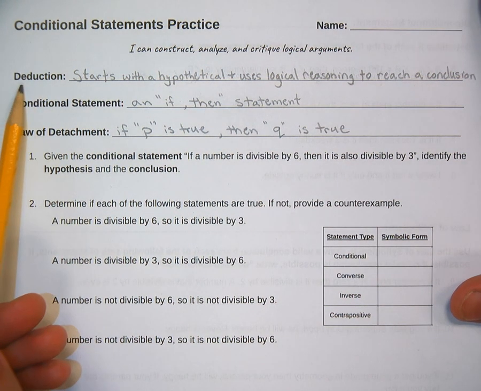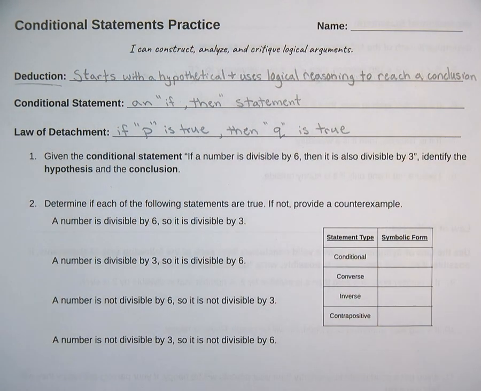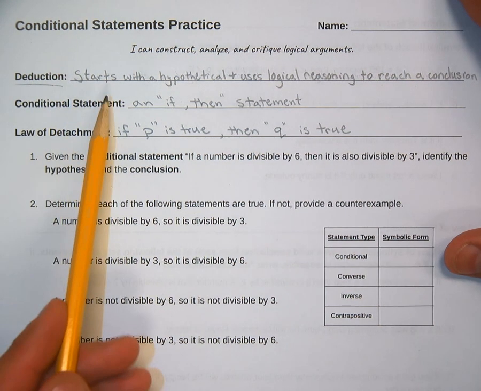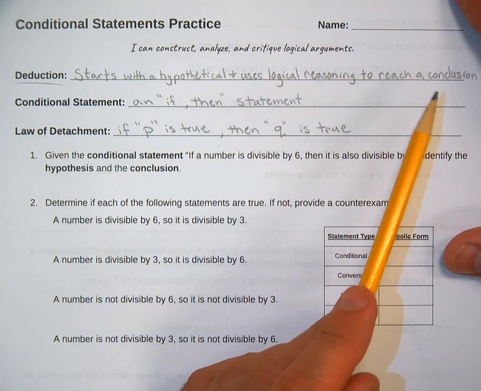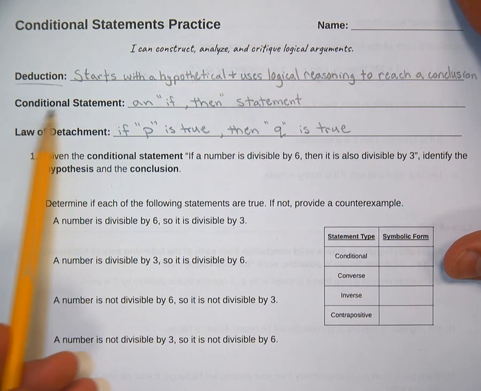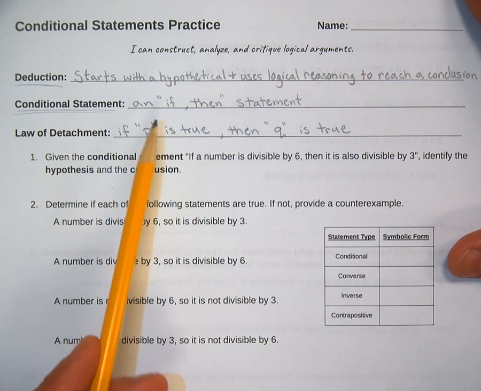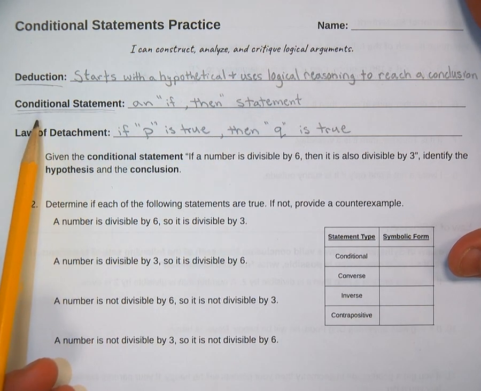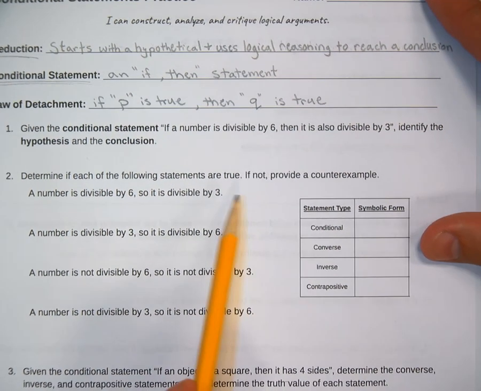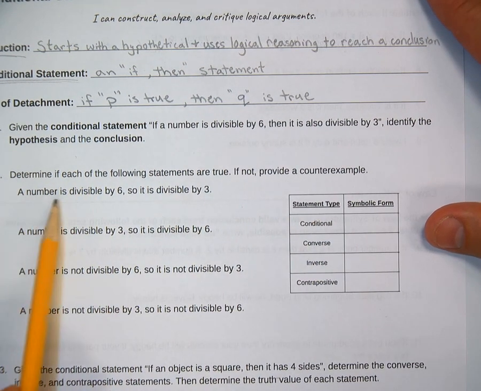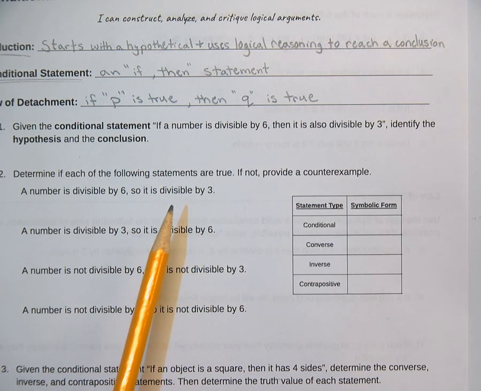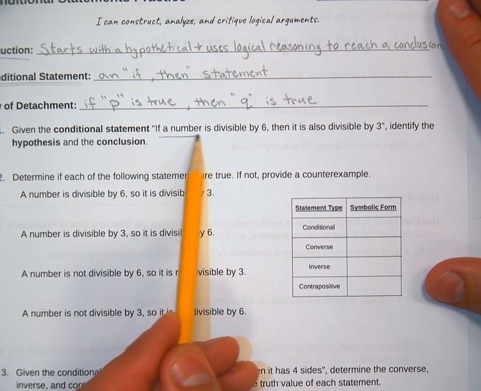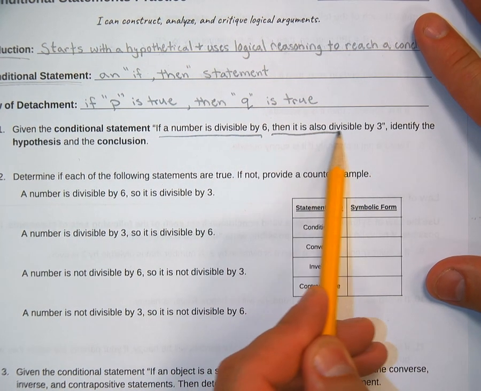So starting out, deduction, I mentioned this in the last video, is the more formalized way of logically thinking. It starts with a hypothetical statement, and it uses logical reasoning to reach a conclusion. Often that takes the form of an if-then statement called a conditional statement. One example you saw last time was: if a number is divisible by 6, then it is also divisible by 3. Here's the one. If it is divisible by 6, then it's divisible by 3.